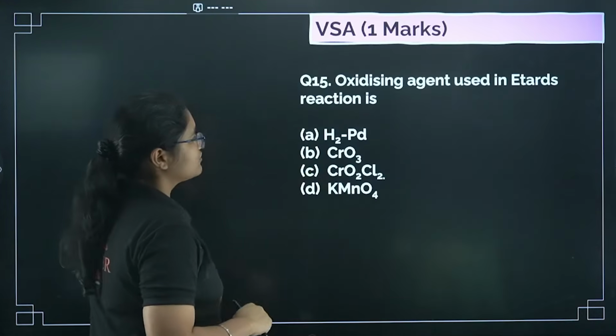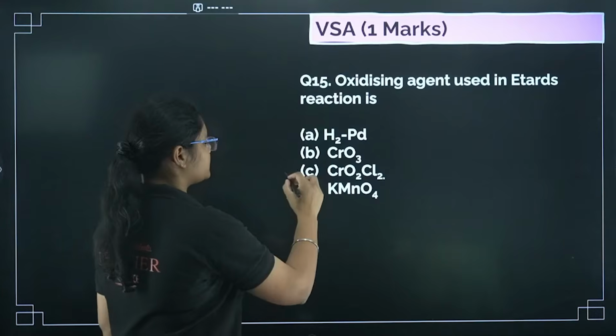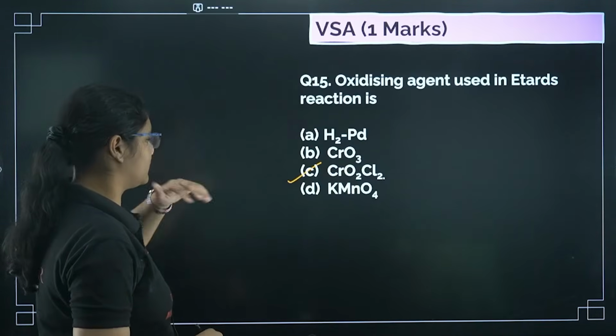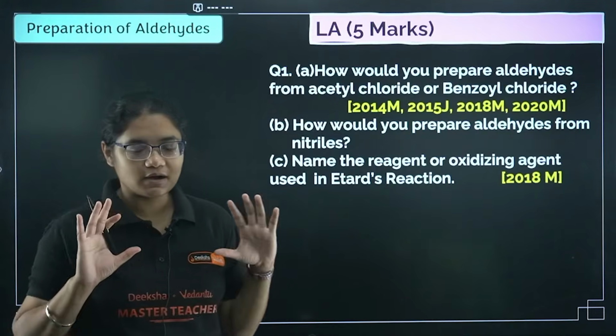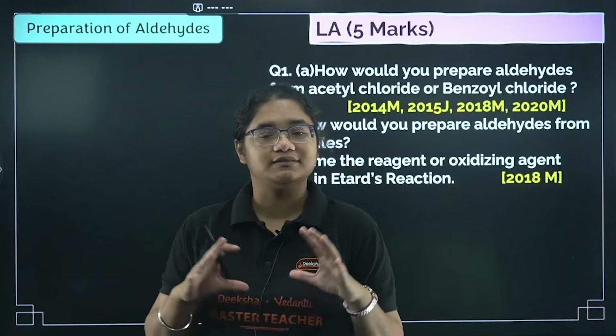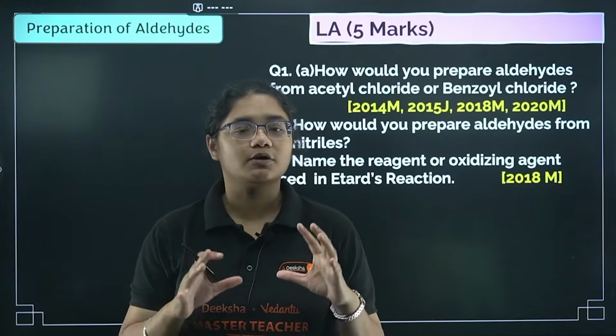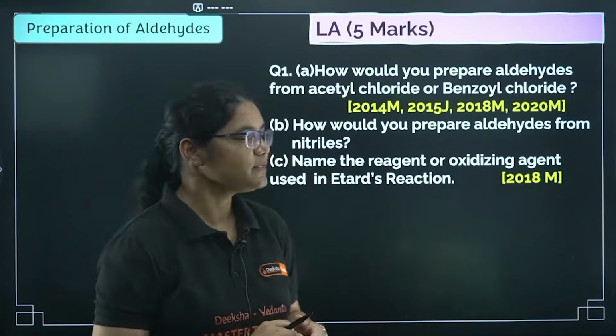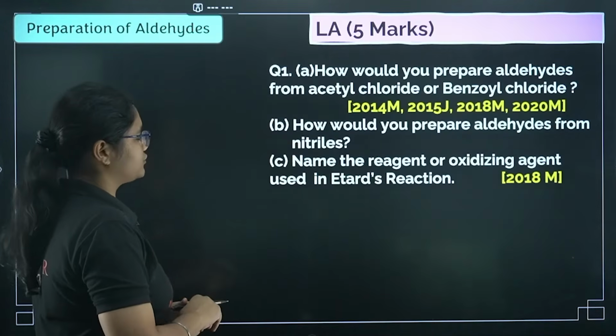Next question, oxidizing agent used in Etard reaction is CrO2Cl2 directly. Name reaction question, this one. Okay, so with this the 1 markers are over, and in this chapter we have only 5 marker questions, so I am not discussing any 2 marker or 3 marker questions here. We'll be directly jumping to 5 marker questions. So let us start with the first question.